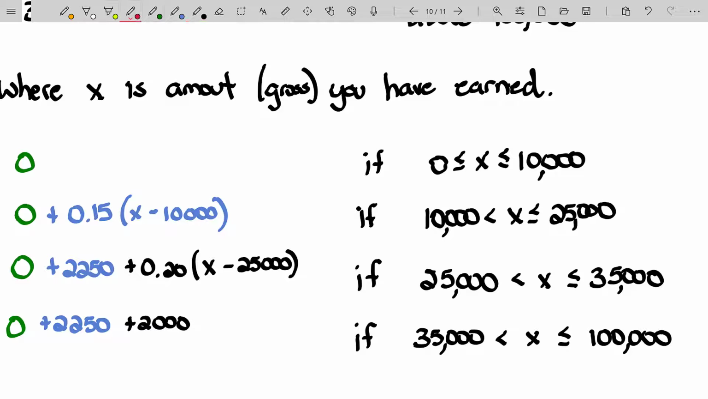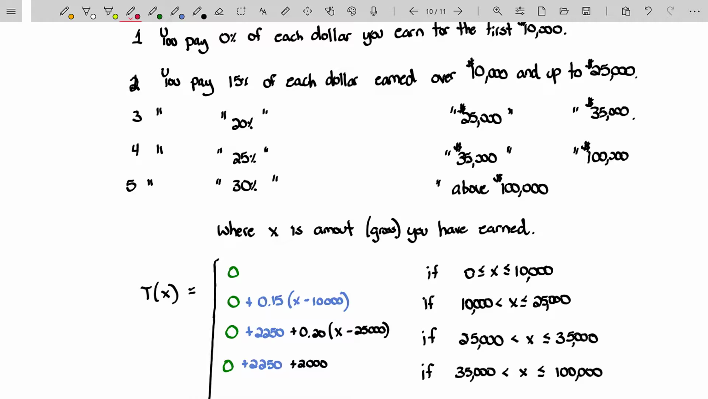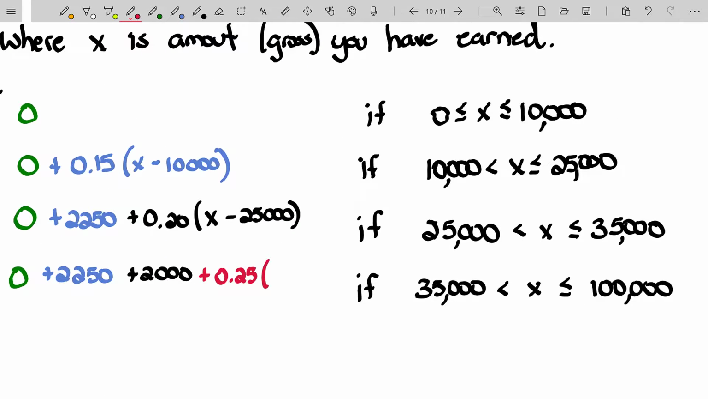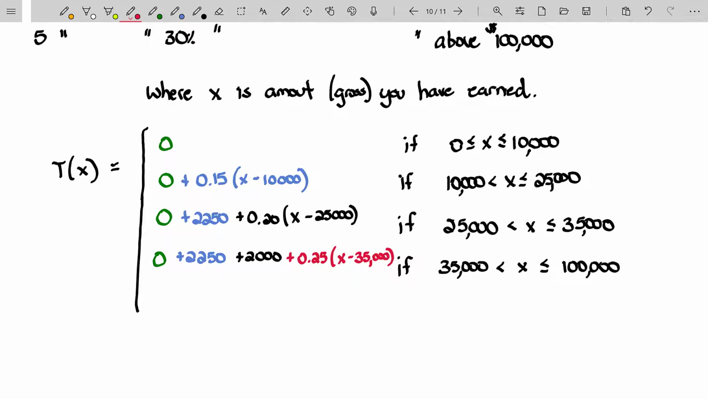And then finally, our current tax bracket, which is a 25% tax bracket, we're going to pay that 25% on every dollar above $35,000. Obviously, again, these numbers can compress. There's no reason for me to write 0. There's no reason for me to write 2250 plus 2000. I could write that as 4250. But I'm choosing to showcase via color where this information is coming from.